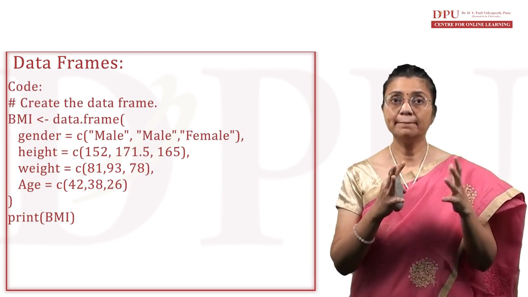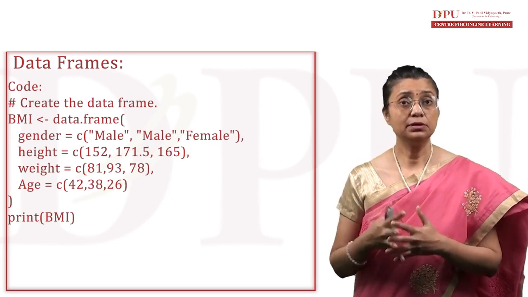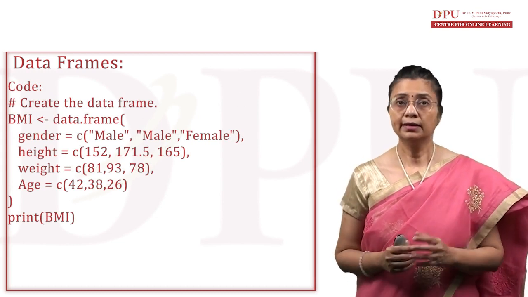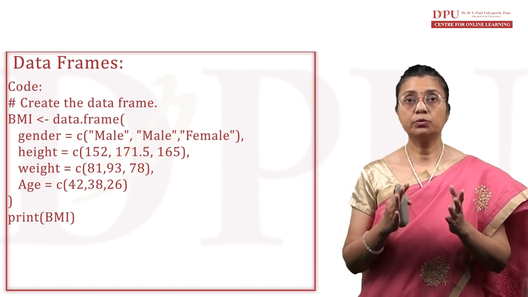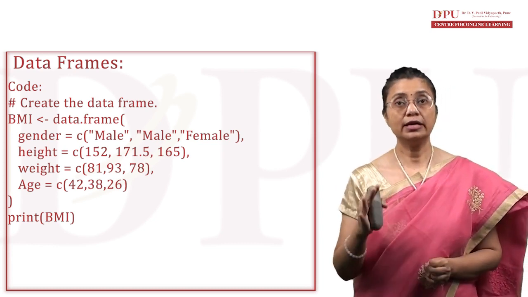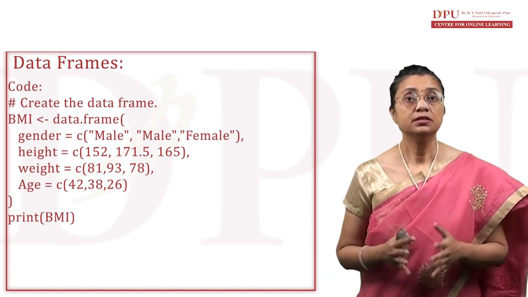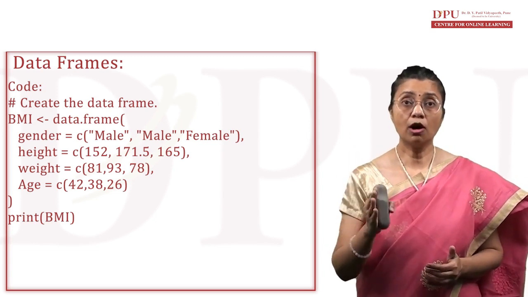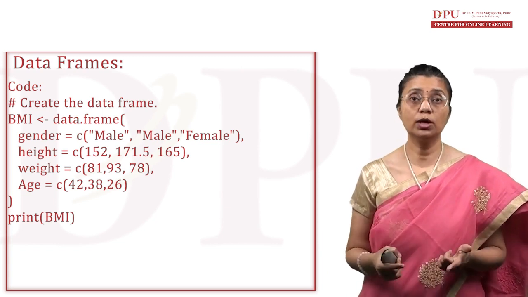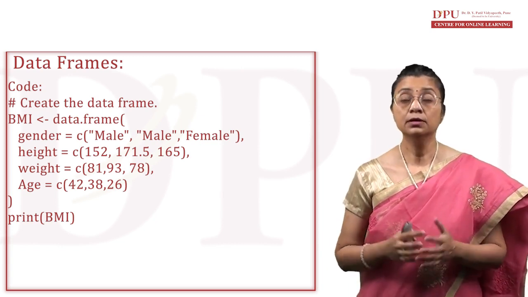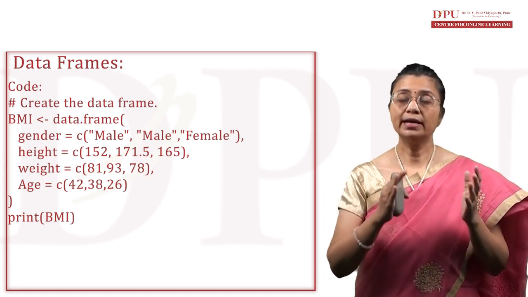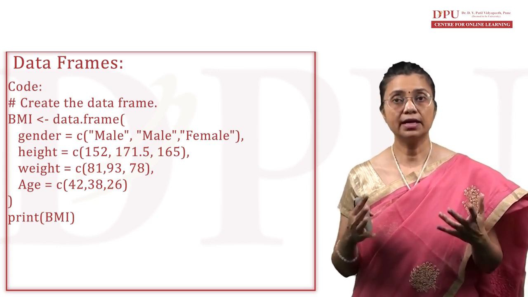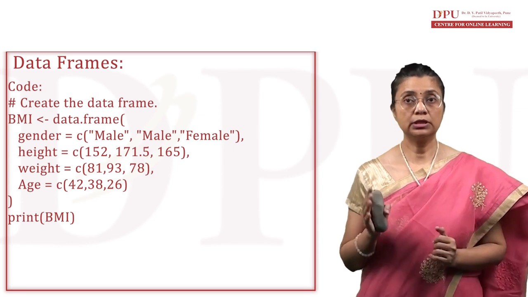Create the data frame BMI, body mass index, is the variable where I am creating a data frame with the help of the function data.frame. Here I have created a variable gender and I am equating that to a vector c with values male, male and female. Likewise, height, a vector 152, 171.5 and 165. I am putting a comma after every vector. We have to ensure that if I put a comma after every vector, I am closing one vector. Then my next vector is weight, where it is 81, 93 and 78. And then there is age, which is again a vector with the values 42, 38 and 26.